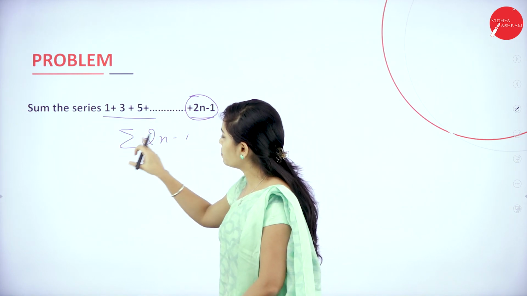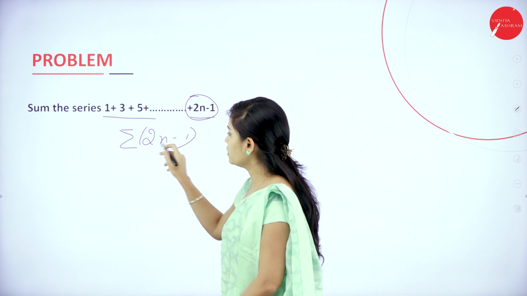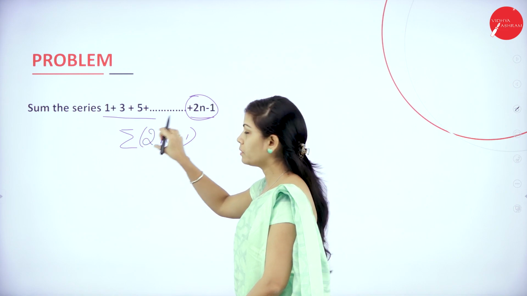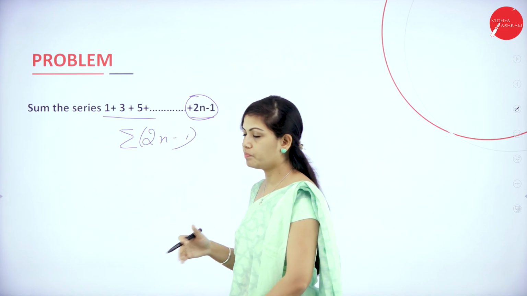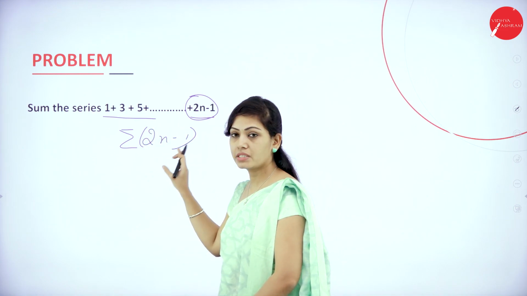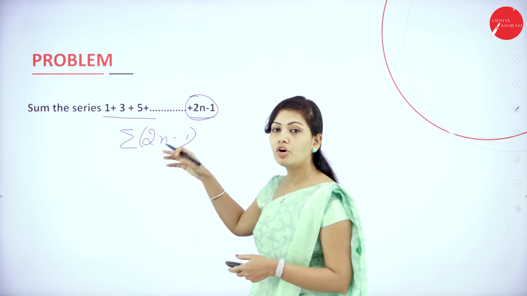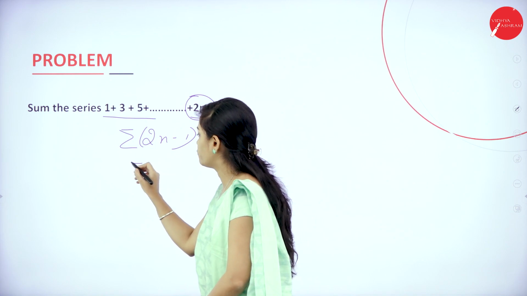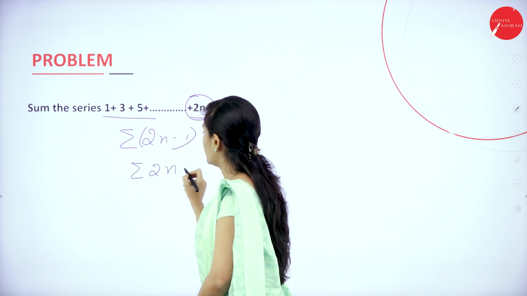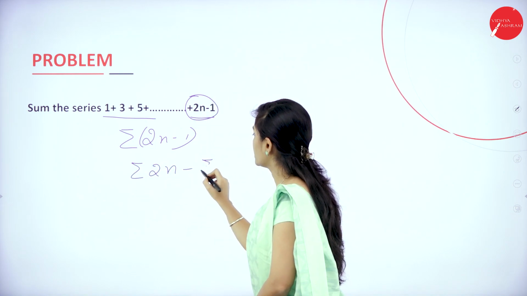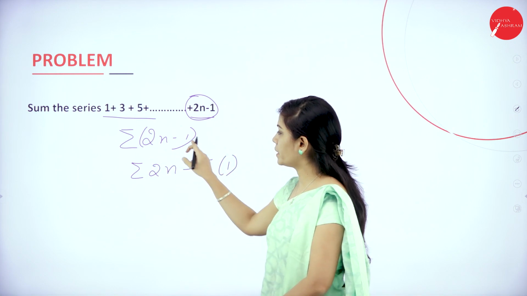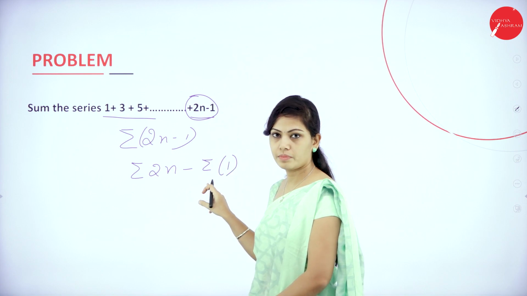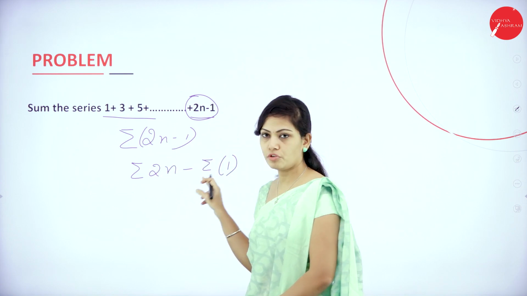So here sigma 2n minus 1. Here we have two terms. 2n is one term and minus 1 is another term. So now I will separate these terms. If you get one or more than one terms, you have to separate the terms and you can simplify this. So sigma 2n minus sigma 1. Separate the terms: summation of 2n and summation of 1.